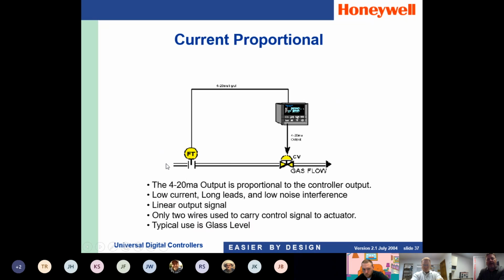So this is an example of another control loop here using current proportional output, which we just talked about. The current proportional output, which would be your 4 to 20 milliamp, would go to your final control device. And based on what your set point was and what your feedback from your transmitter was, it would actually open and close this valve proportional to where it needs to control at. Like I said again, you can have a 4 to 20 milliamp signal with very long leads. So if your final control device was quite a distance from your control panel, it would be able to carry that signal pretty good distances there.